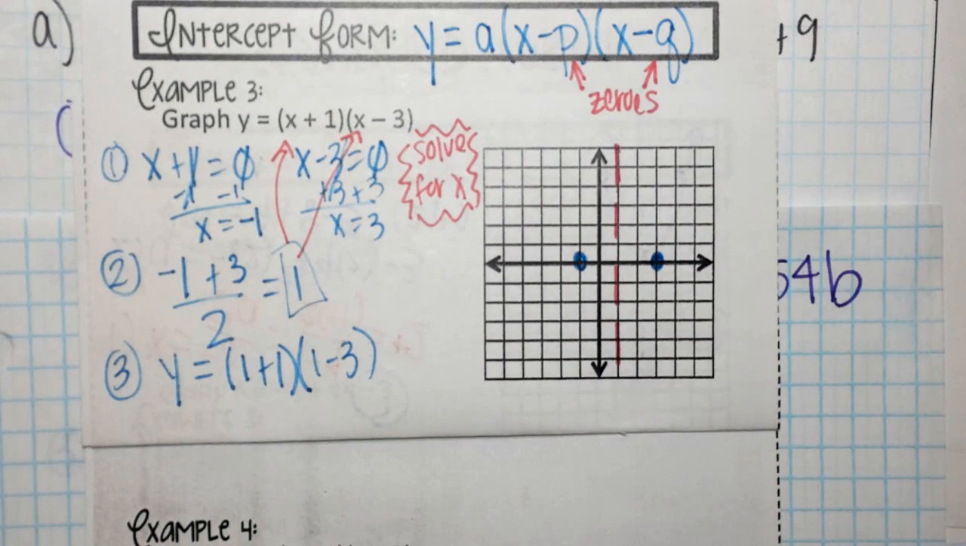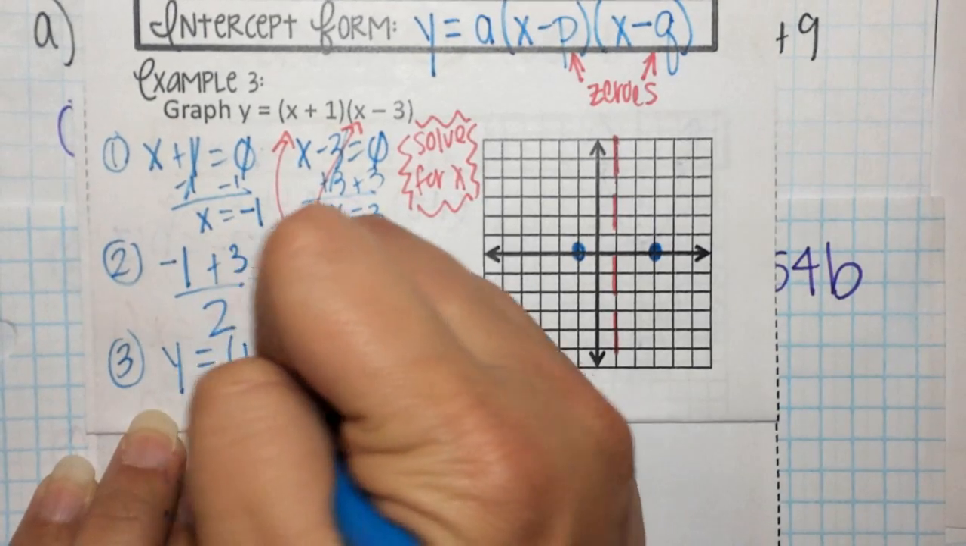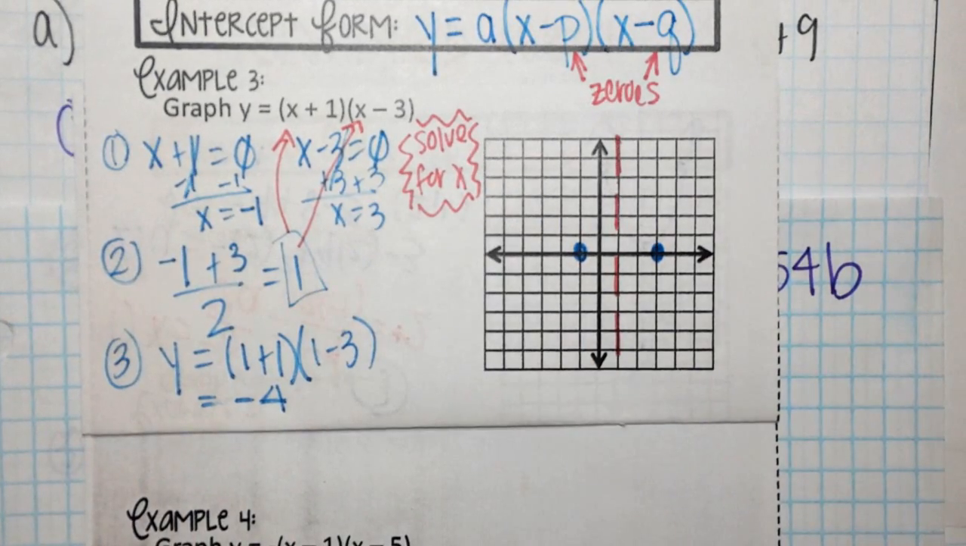Crazy. So it ain't gonna be no extra. It's gonna be 2. All right, what's 1 plus 1? That is 2. And what's 1 minus 3? Negative 2. And what's 2 times negative 2? That's negative 4.